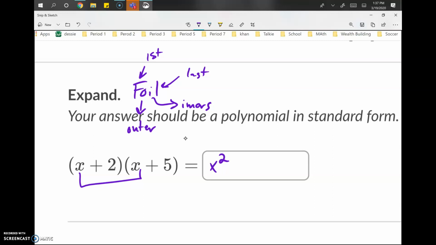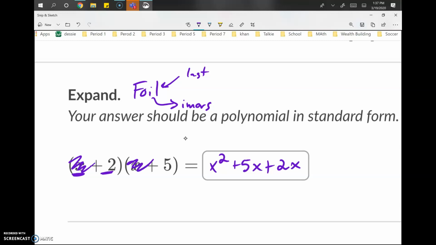Okay, boom, done. The outers, okay, so this is the outer, 5 times x is 5x. Cool. So this has been multiplied out all the way. The inners, okay, so this is the inner and this is the inner, right? 2 times x is 2x. Cool. The x has been multiplied out all the way. And then the last one is the lasts, the ones that are last in the binomials. So 2 times 5 is 10.